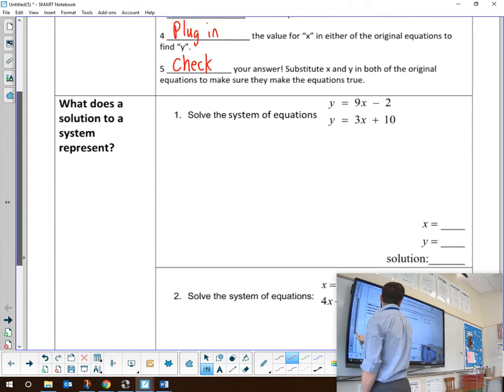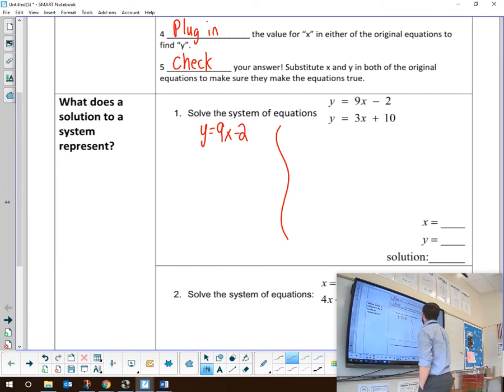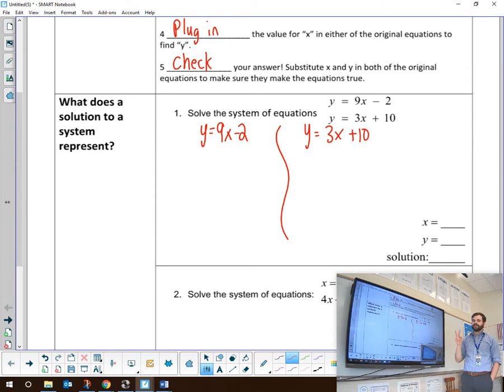So number one, I have two equations. And that's the whole thing with systems of equations. We have two of them. So I like to write them out beside each other. That really helps me. So I'm going to write out one is going to be y equals 9x minus 2. My other one is going to be y equals 3x plus 10. All right, so we have these two different equations.